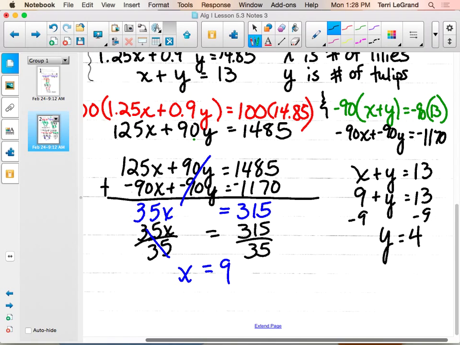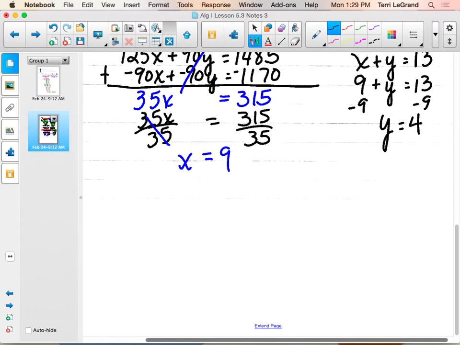Okay? But instead of this time writing our answer as an ordered pair, because we know what that x and that y represent. We said it at the beginning of our problem. What sentence answer are we going to write? What were we trying to find? Ricky? I don't know, I just randomly raised my hand. Okay, Carly? There are 9 lilies and there are 4 tulips.